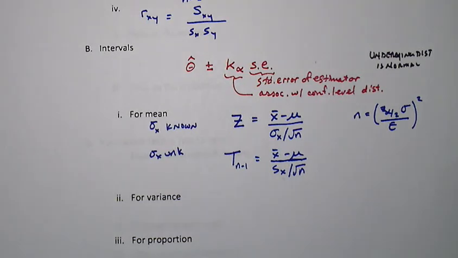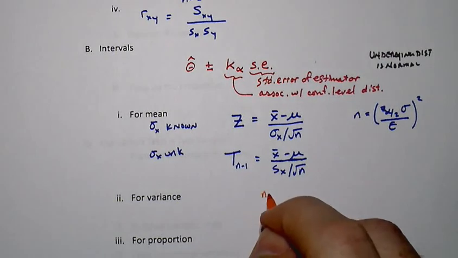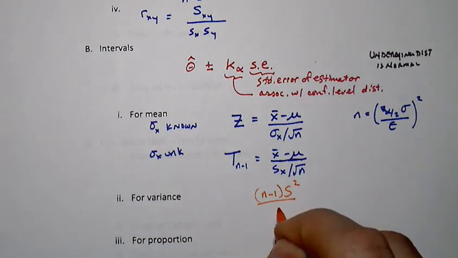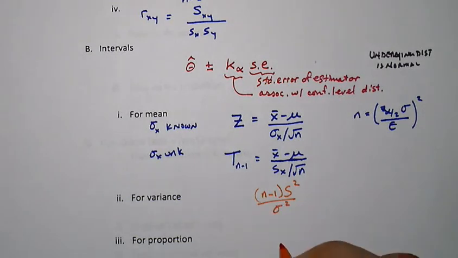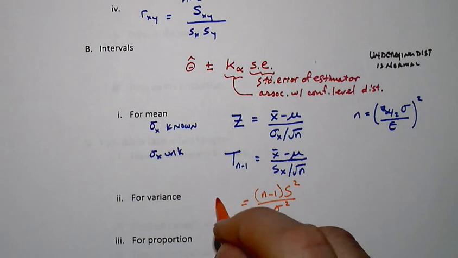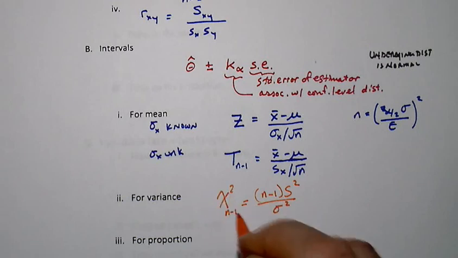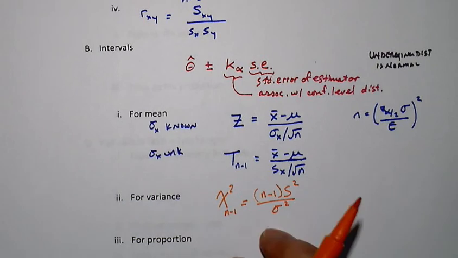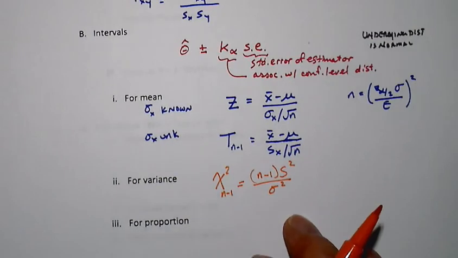Right, now for variance, on the other hand, that led to the examination of n minus 1 times our sample variance divided by our population variance, which was then chi-squared distributed with n minus 1 degrees of freedom. And it was from that we developed the confidence interval in a similar kind of way. Right.